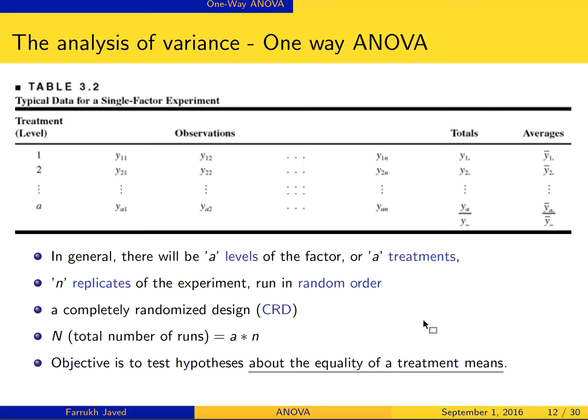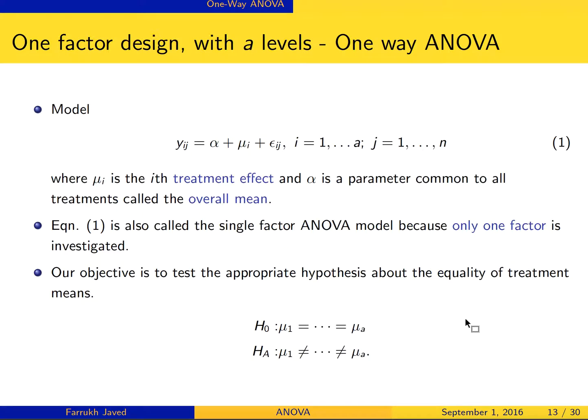And as you see here, all the descriptions which we discussed with respect to the previous example are stated here, but in a general context. So this is our model. We say there is some constant value, and then mu i is the treatment effect, the level effect, and epsilon is the error. In a statistical model we always consider some error. We always want to reduce that error, but there is always a chance of error. So equation number 1 is a single factor ANOVA model because only one factor is investigated, and that factor is the treatment effect, mu i.